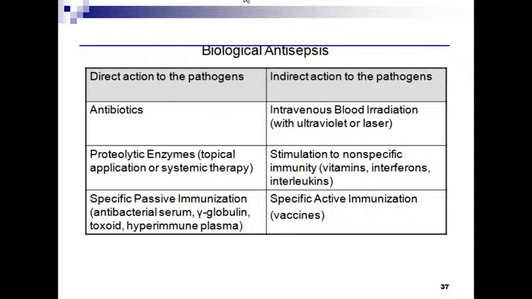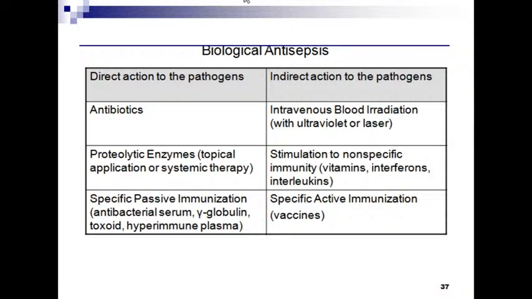Biological antisepsis is divided into two types. First group: biological factors which alter pathogens directly. This is direct biological antisepsis. And second: biological factors which damage bacteria in an indirect way. Direct biological antisepsis kills bacteria directly.